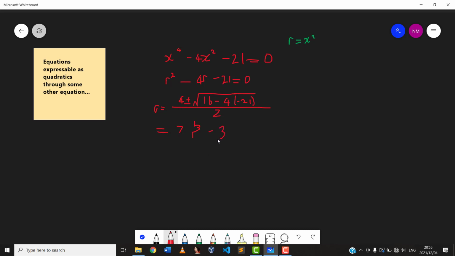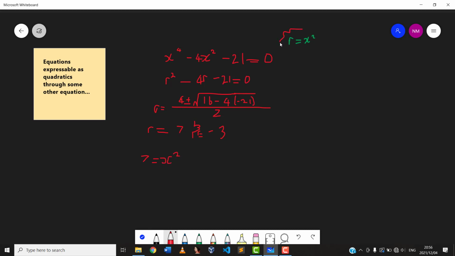So that's the answer, but we're not really done yet, right? We need to find this in terms of x, not r. So if r is equal to 7, or r equals minus 3, then that basically means that because r is equal to x squared, r equals 7 is saying that 7 is x squared. So we can say 7 equals x squared.